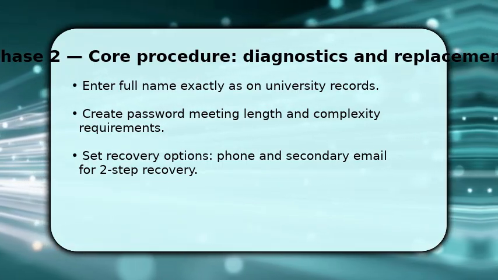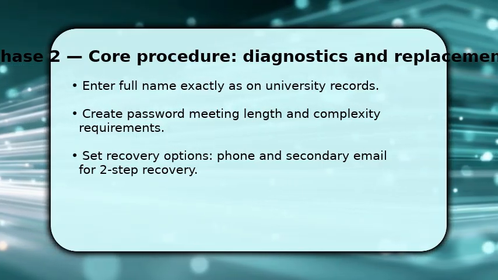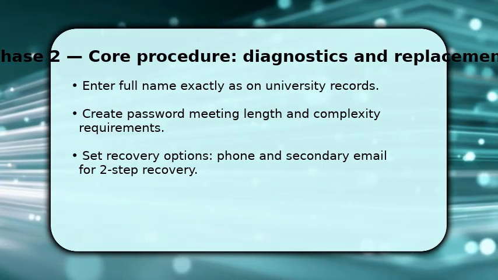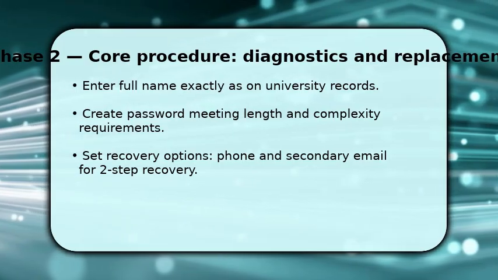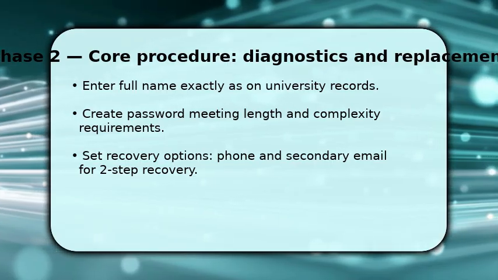Mismatches delay activation. Next, create a strong password that meets complexity rules. You'll see strength feedback. Use a mix of letters, numbers, and symbols. Then set recovery options: a phone number and second email so you can reset if locked out.